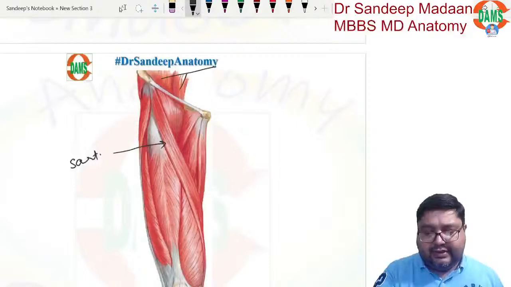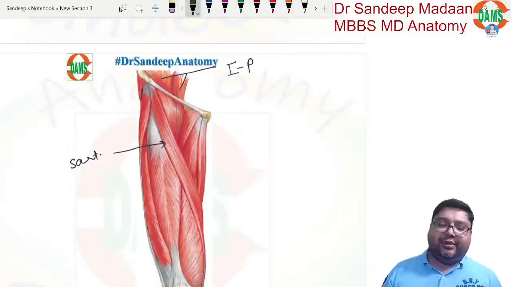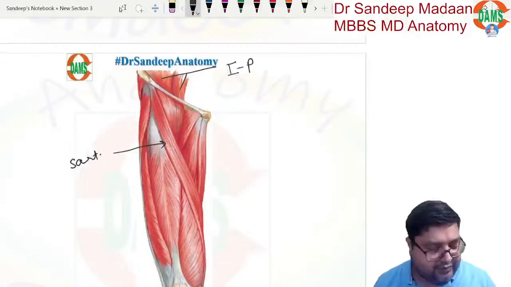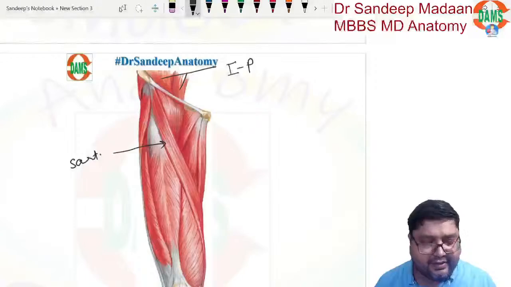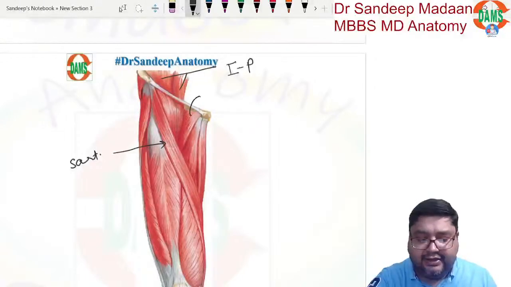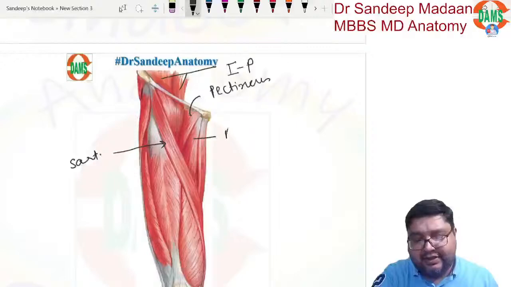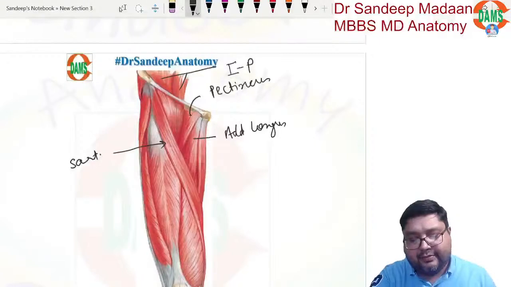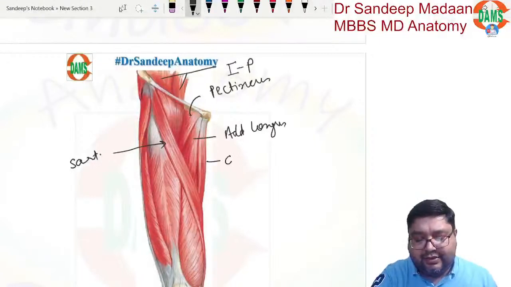And these two muscles coming from above are the iliopsoas. I have already shown you the iliopsoas. You remember iliacus and psoas major, when they come down, they enter the thigh as iliopsoas. And on the pectineal line, this muscle will be pectineus. And medially, this muscle is adductor longus. And this is the medial-most muscle, that will be gracilis.